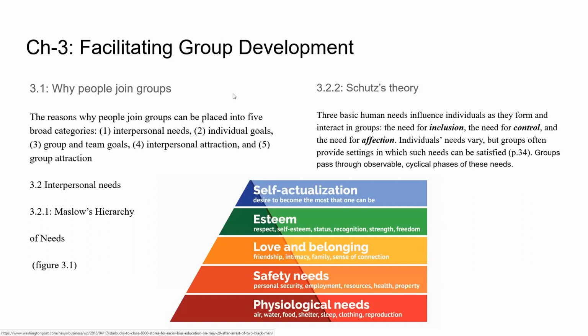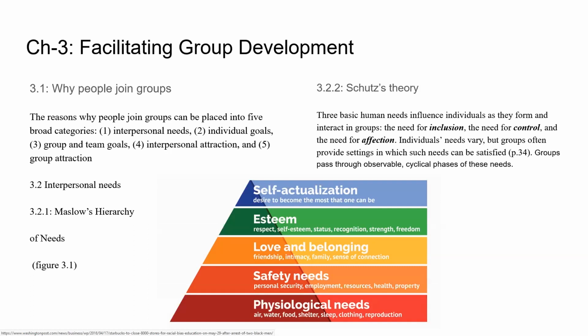Why would you join a club on campus, or a dance group, or a car group or show, through social media? The reasons why people join groups can be placed into 5 broad categories. Number 1 is interpersonal needs, number 2 is individual goals, number 3 is group and team goals, number 4 is interpersonal attraction, and number 5 is group attraction. We're going to go through these one at a time and break them down.